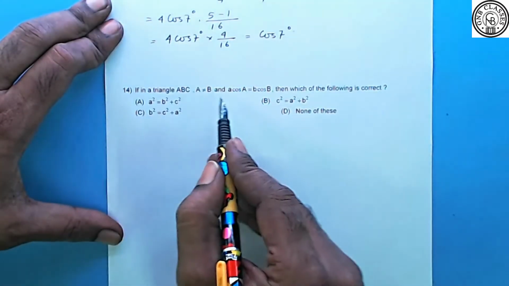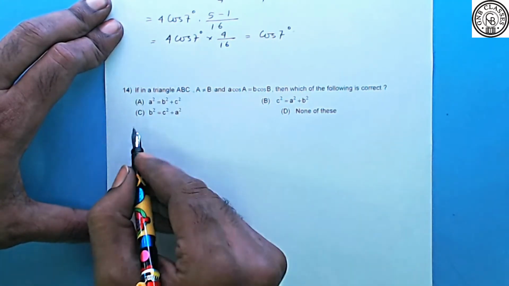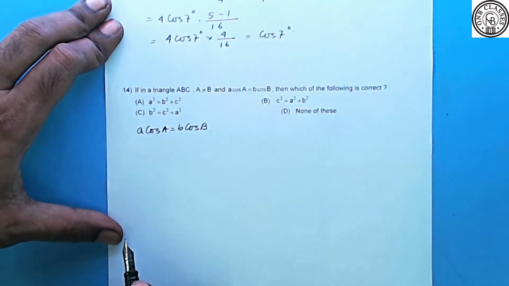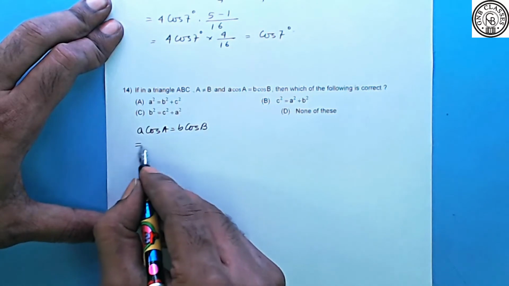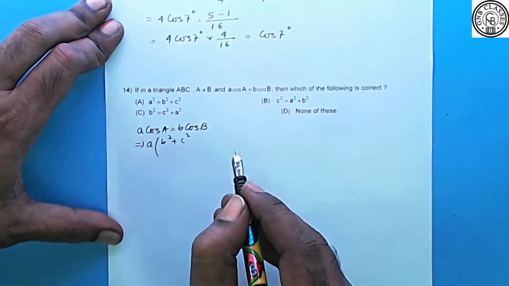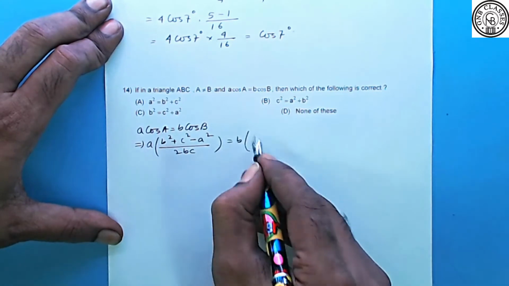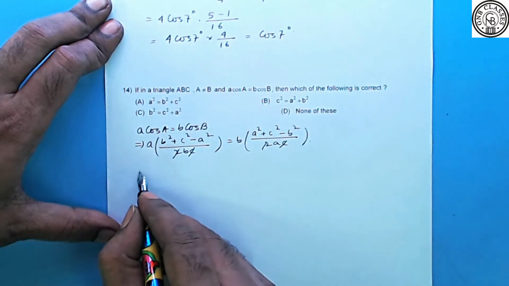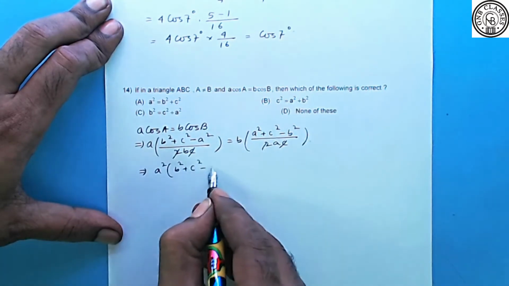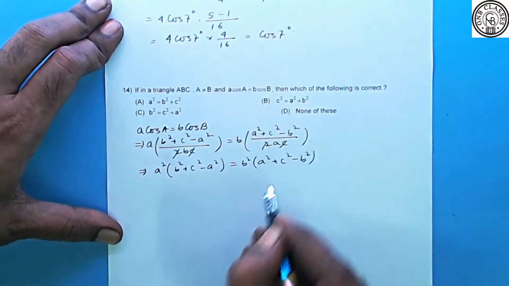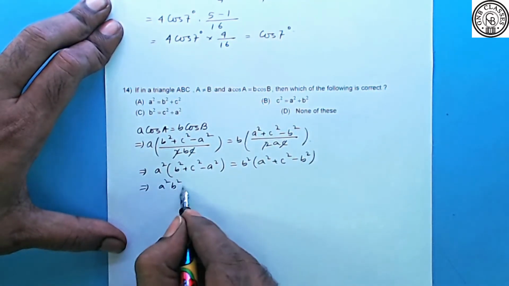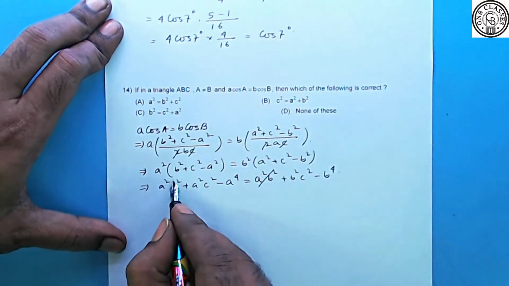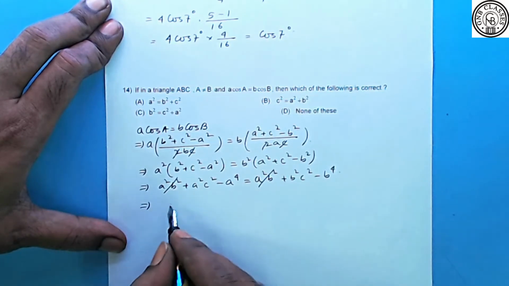In triangle ABC, a cos A equals b cos B. Let us use the cosine formula of cos A and cos B. So we are getting... 2 goes off, c goes off. So let me cross multiply. Let us open the brackets. a square b goes off.